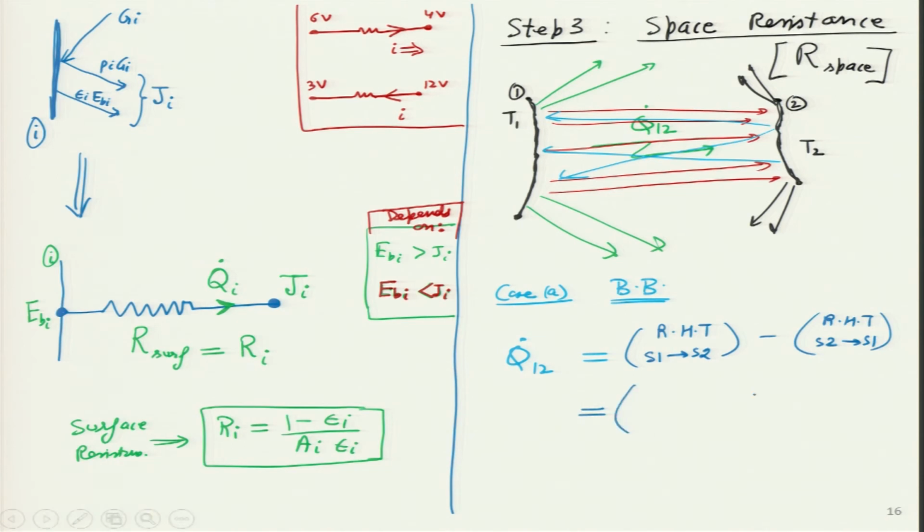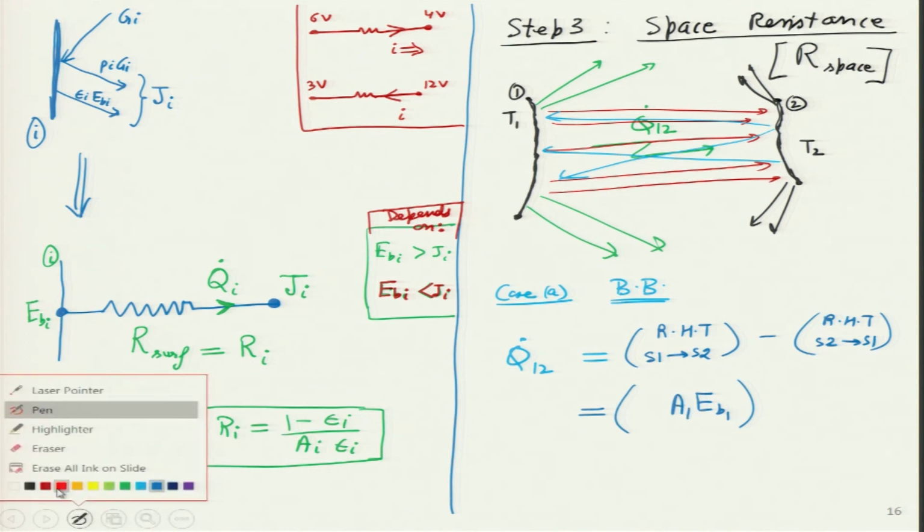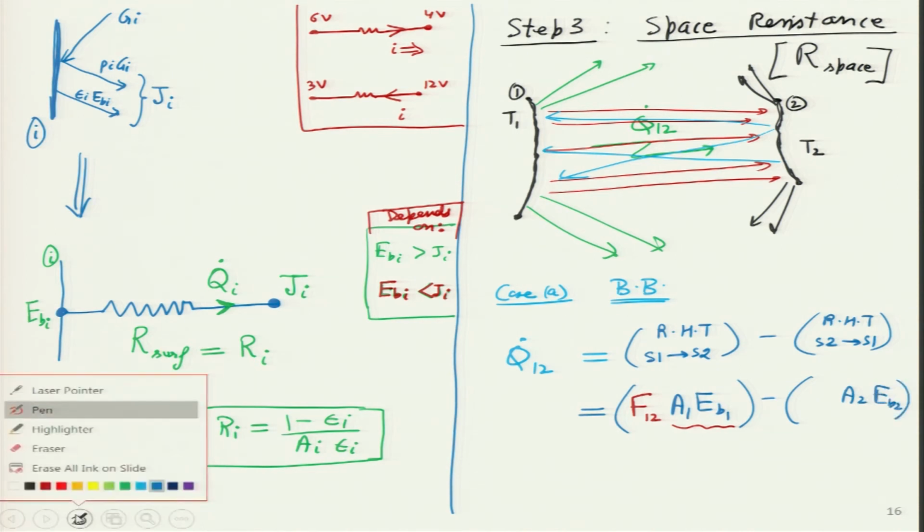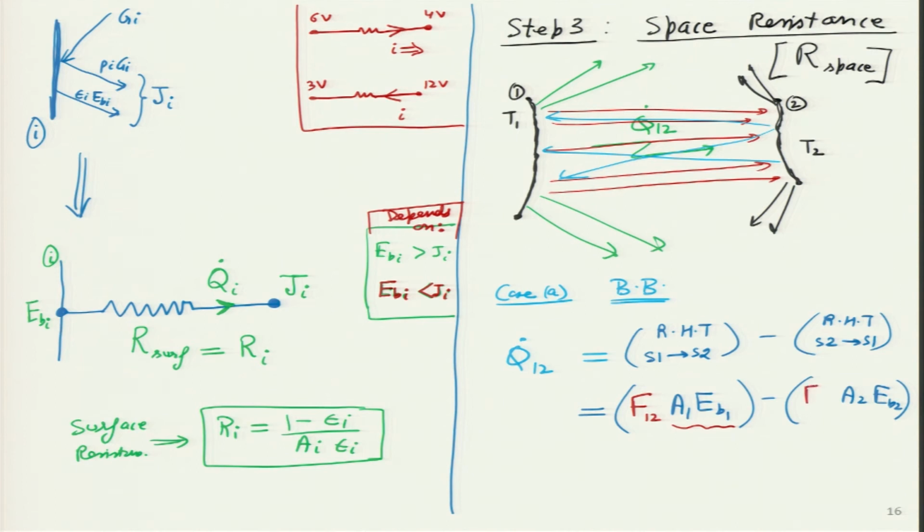What is this first bracket? If it is a black body, temperature T1, then I know its emissive power is EB1, area is A1. Then I will apply the term view factor, because not all of this particular thing is going to hit surface 2, so we apply a view factor F12. And the same thing in reverse over here, surface 2 has area A2, emissive power EB2, but not all of this power is going to hit back surface 1, so we multiply it by F21. You remember this is something we have done in the previous class.